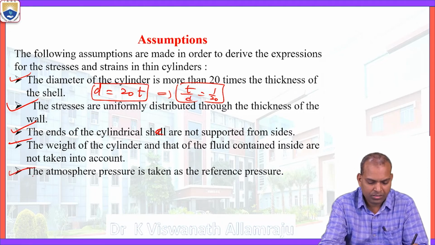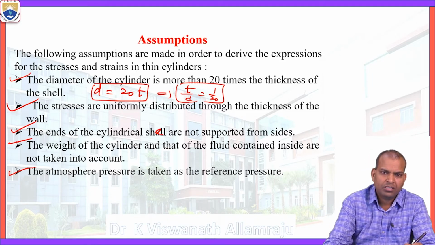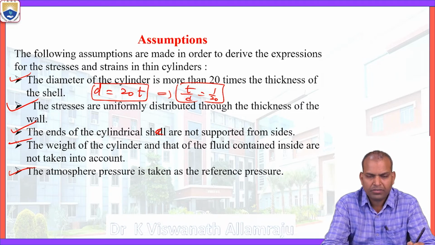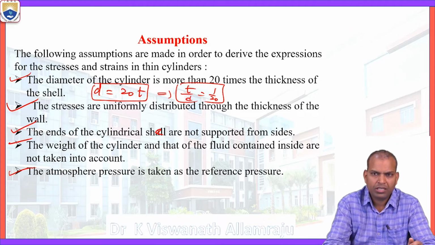And the final one is the reference pressure. Here the atmospheric pressure is taken as the reference pressure, so the absolute pressure is the reference. By considering all these five assumptions, we are going to derive the expressions for the stresses and strains of a thin cylinder. The expressions are for the hoop stress and the longitudinal stress.